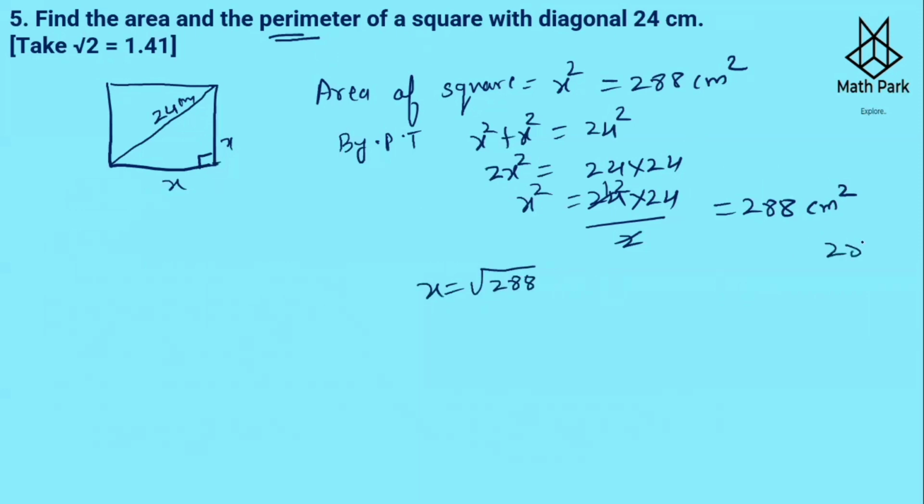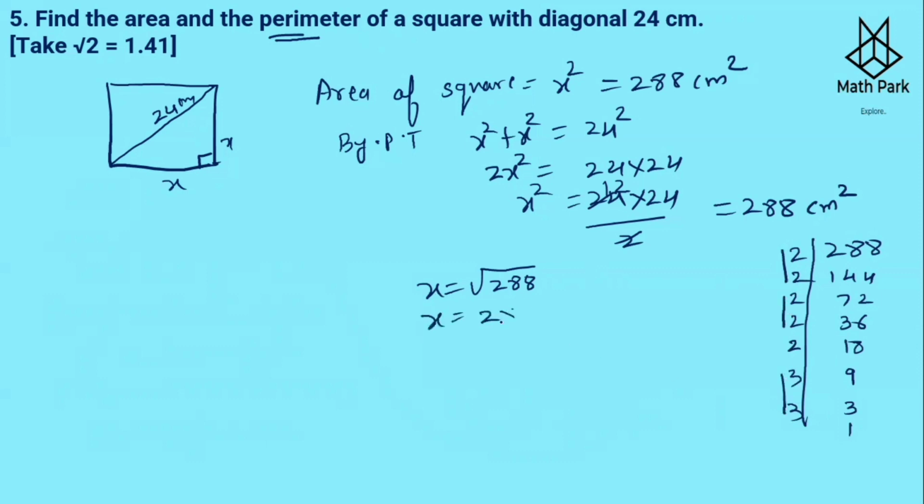Let us do the prime factorization of 288. Dividing by 2, 2 12s are 24, 2 14s are 28, 2 2s are 4, giving 72. 72 divided by 2 is 36. 36 divided by 2 is 18. 18 divided by 2 is 9, and 3 3s are 9. So when it comes out of the root, you can see the pairs. So x is equal to 2 times 3, and this 2 will remain under the root.